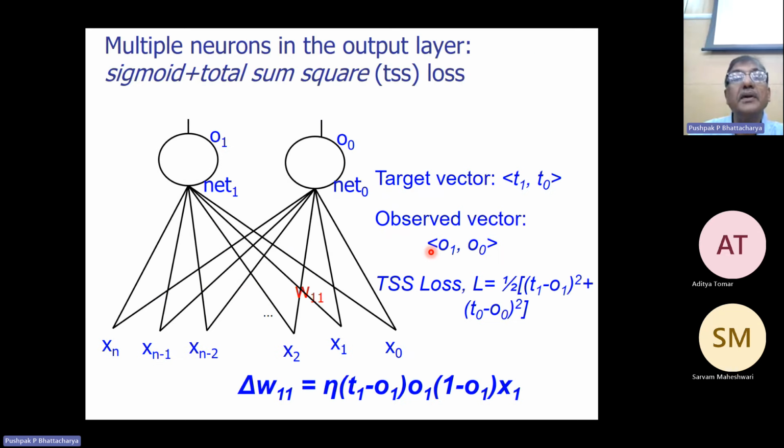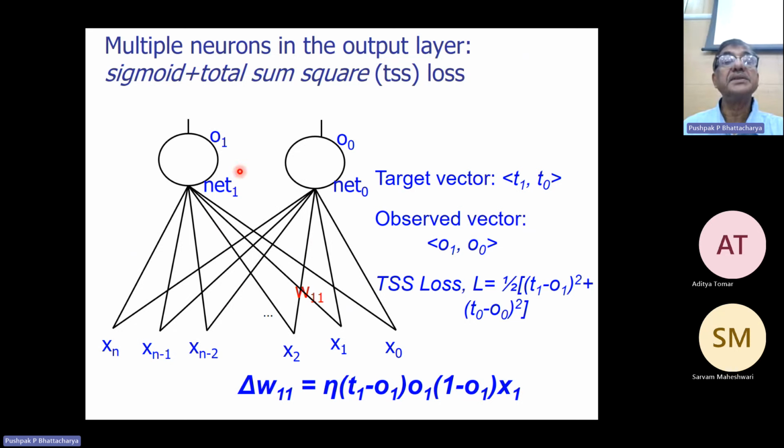Now, when you have multiple neurons and we have to use total sum square loss, here again total sum square loss is computed over all the neurons in the output layer. And the change in weight expression is learning rate into target minus output into the derivative of the sigmoid, multiplied by the input on the connection, just like a single sigmoid neuron.